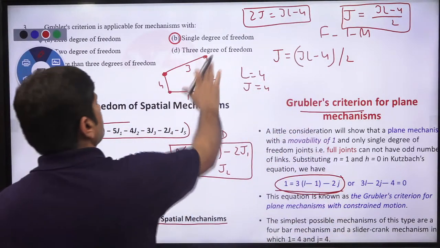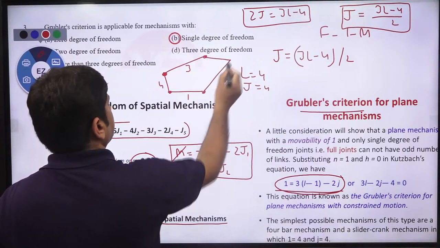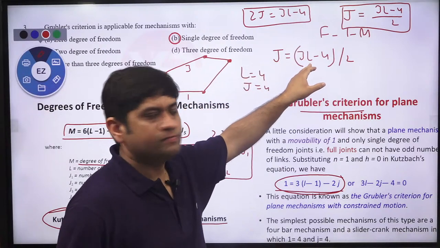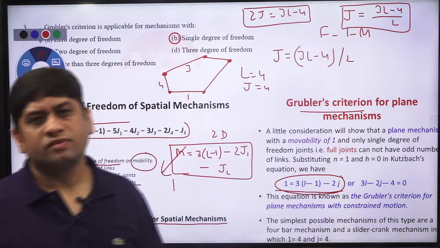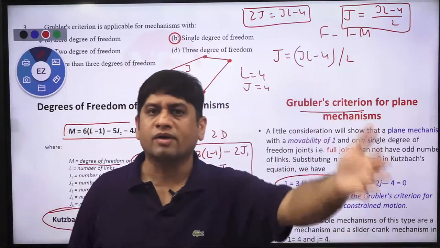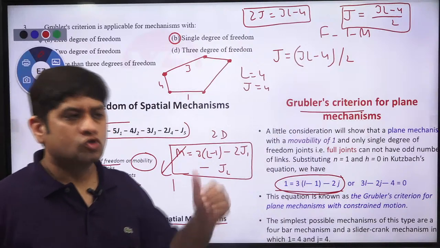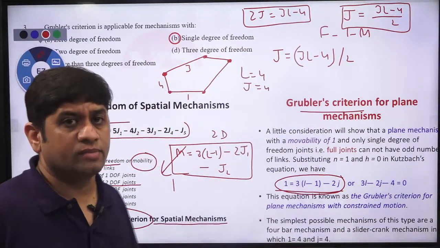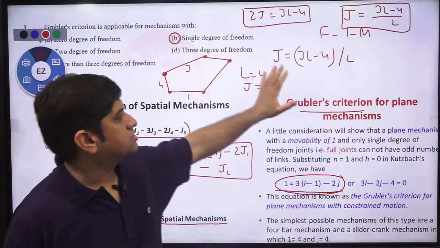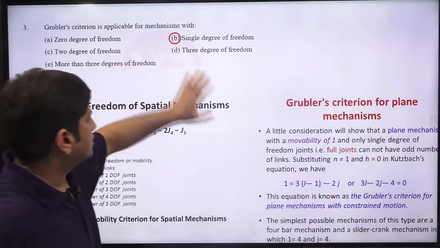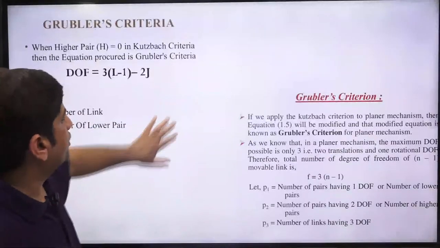If I give you 5 links, it may not be satisfied. Degree of freedom may not come here. So if I give you 5 and 5, put 5 here, put 5 here, 15 minus 4, that is 11 by 2, is not coming out to be 5. So it will not be satisfied. Only for the four bar mechanism is it satisfied. For the slider crank mechanism, the pairing is different, so in that case it may be a different thing. But otherwise, it is not satisfied for 5 links and 5 pairs.